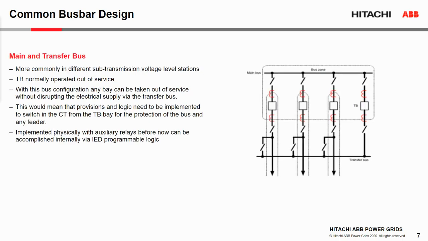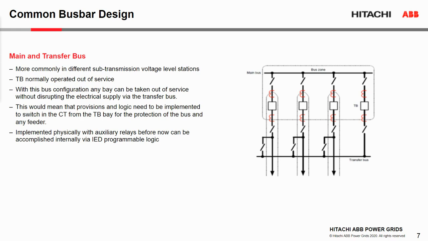The second is the main and transfer bus. You probably don't see this very often in North America, but it's a common way where you have a transfer bus that enables some flexibility to take certain elements out of service. For example, if you want to take a breaker out of service, you can close the transfer breaker, the tie breaker, and then open up the breaker.